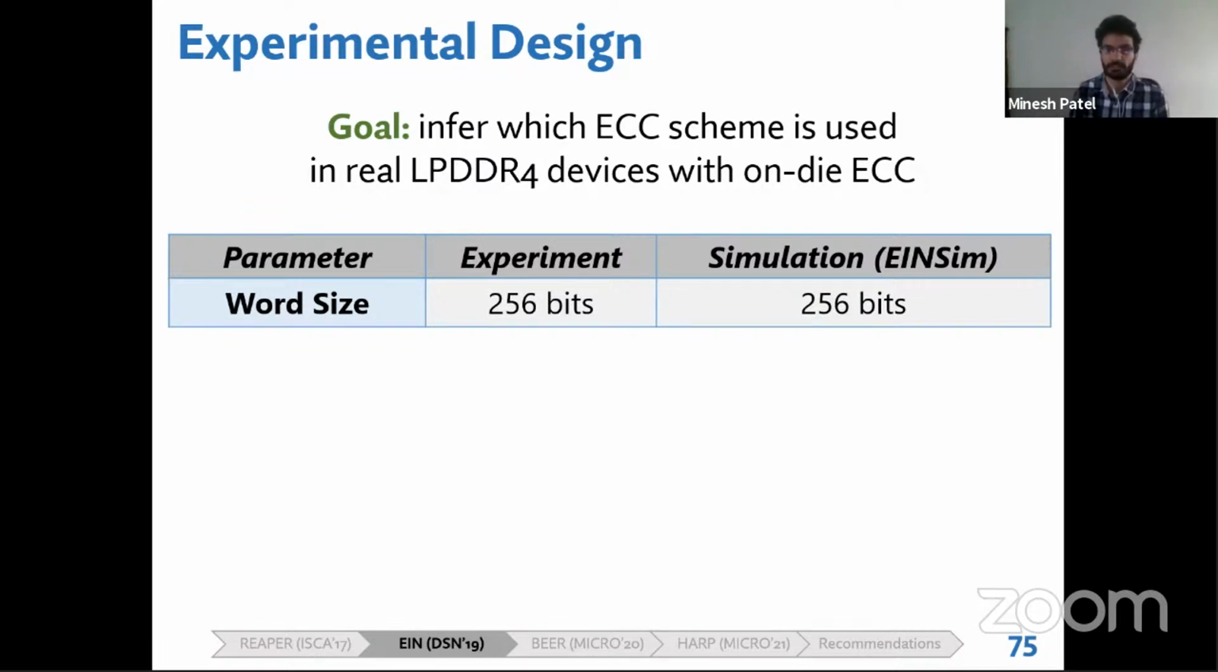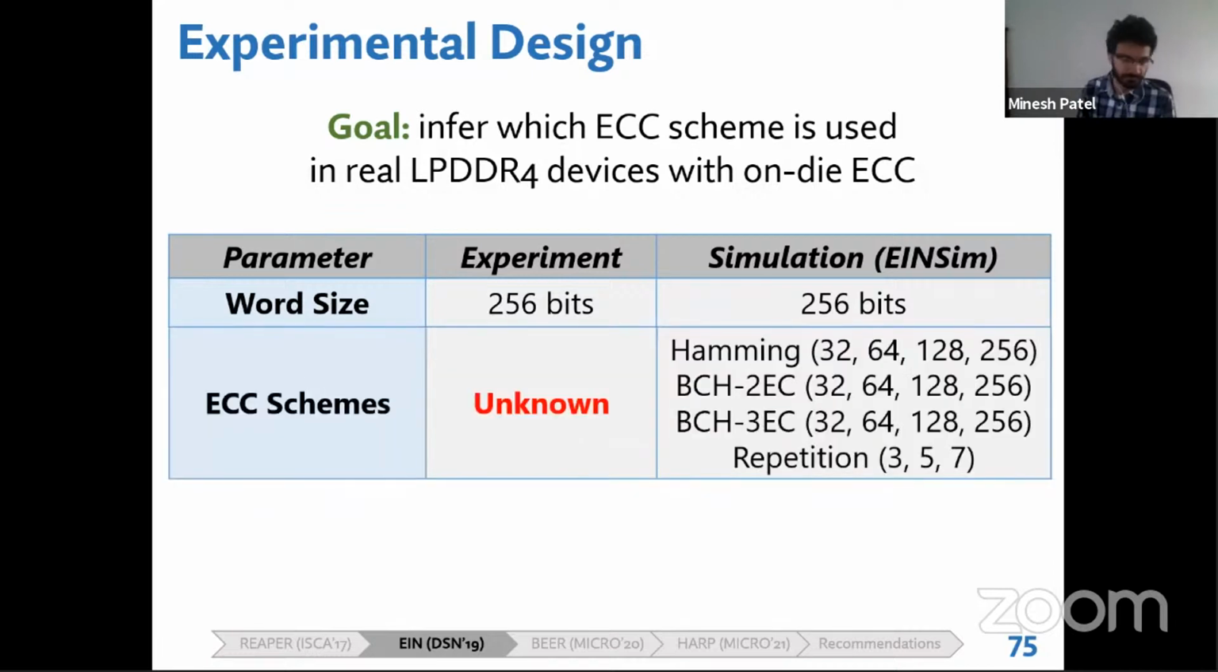Now, it's important to note that this actually works even if the experimental word size does not match the real word size of the on-die ECC, because we'll observe that regardless of this, the simulation experiments show that the most likely ECC scheme with the experimental word size used is still the same as if we had used the word size that's actually used by the ECC scheme. And so here we assume 256 bits.